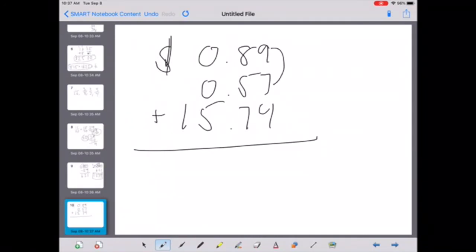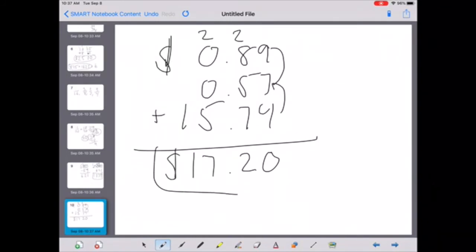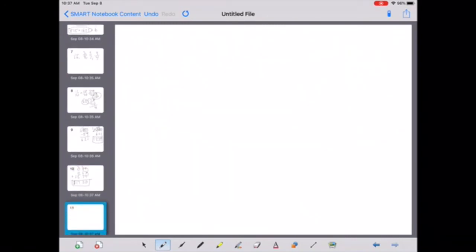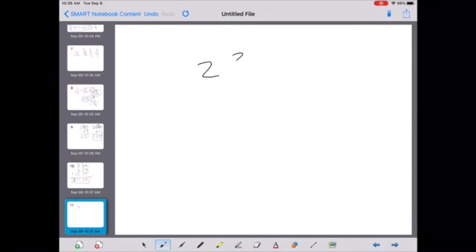Then it's straight addition. 9 plus 7 is 16, plus 4 is 20. Carry the 2. 2 and 8 is 10, plus 5 is 15, plus 7 is 22. Carry the 2. 2 plus 5 is 7. 1 plus nothing is 1. Dollar sign down, decimal down, $17.20.